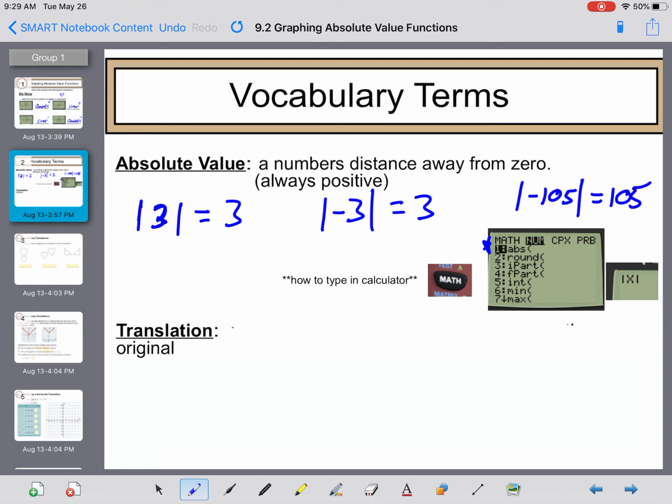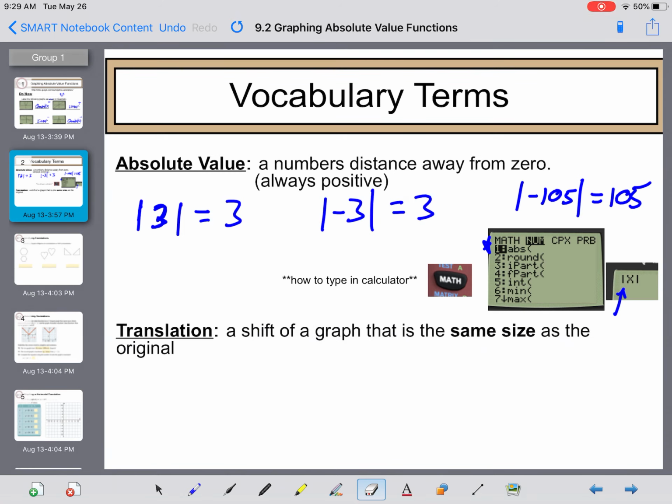So this is just to show you how to type it in the calculator. You hit the math button, and you hit abs for absolute value, and then it should pop up just like this in your calculator. And then instead of putting X, you could put whichever number you need inside.